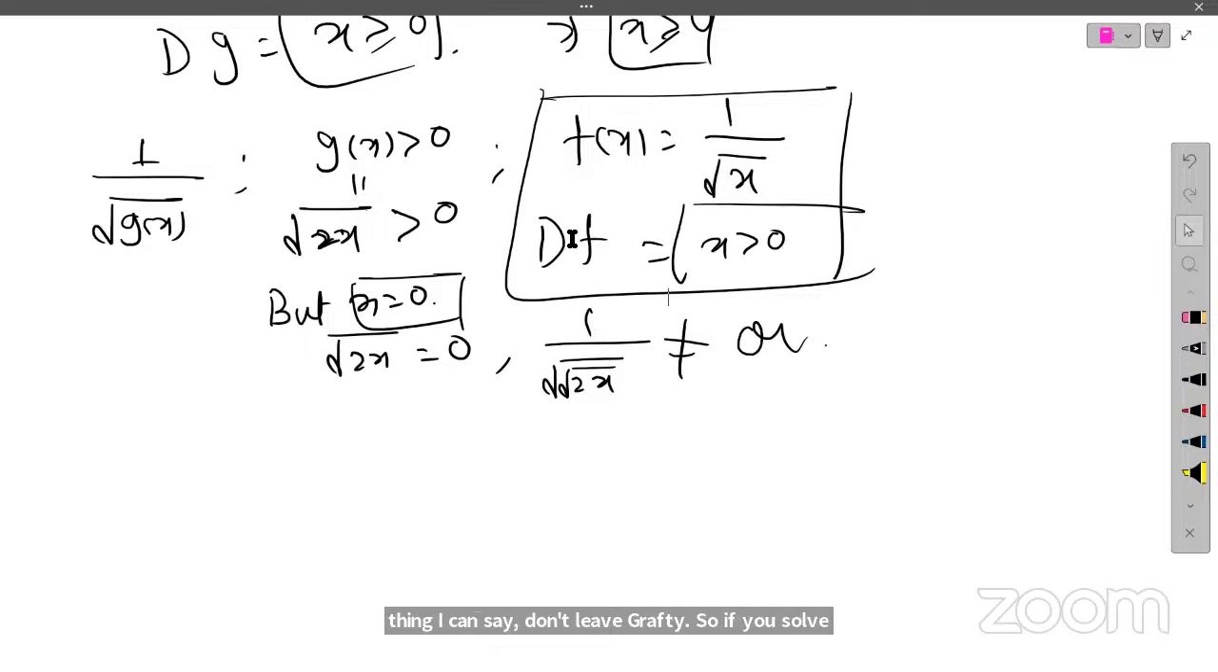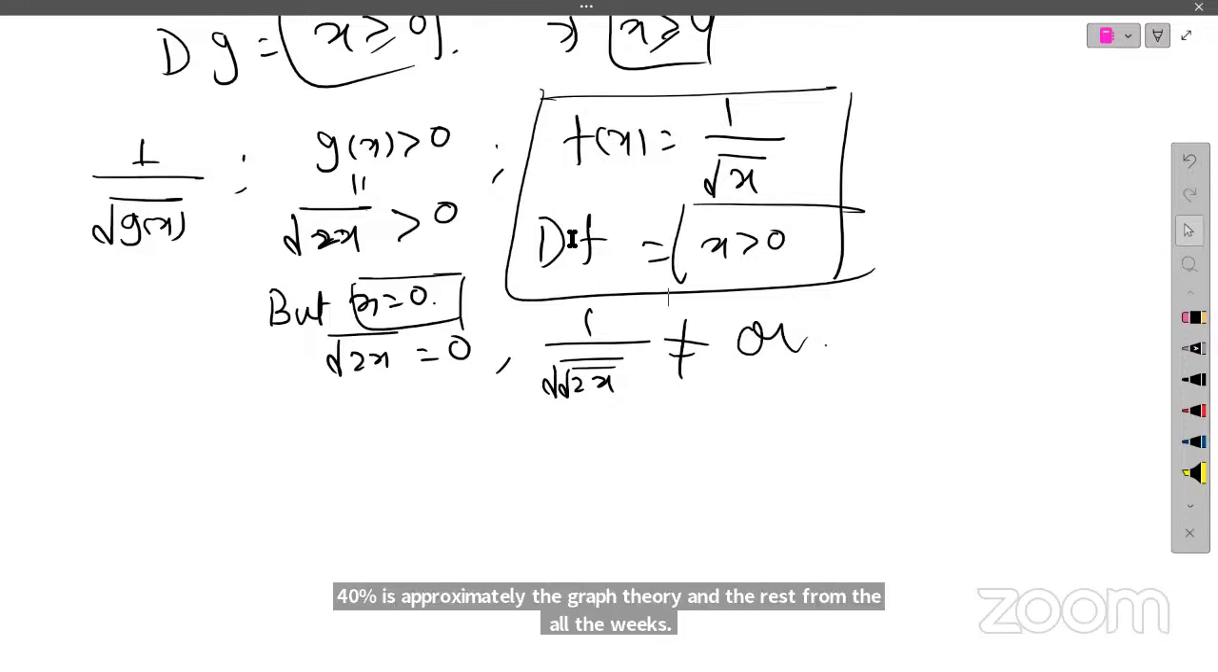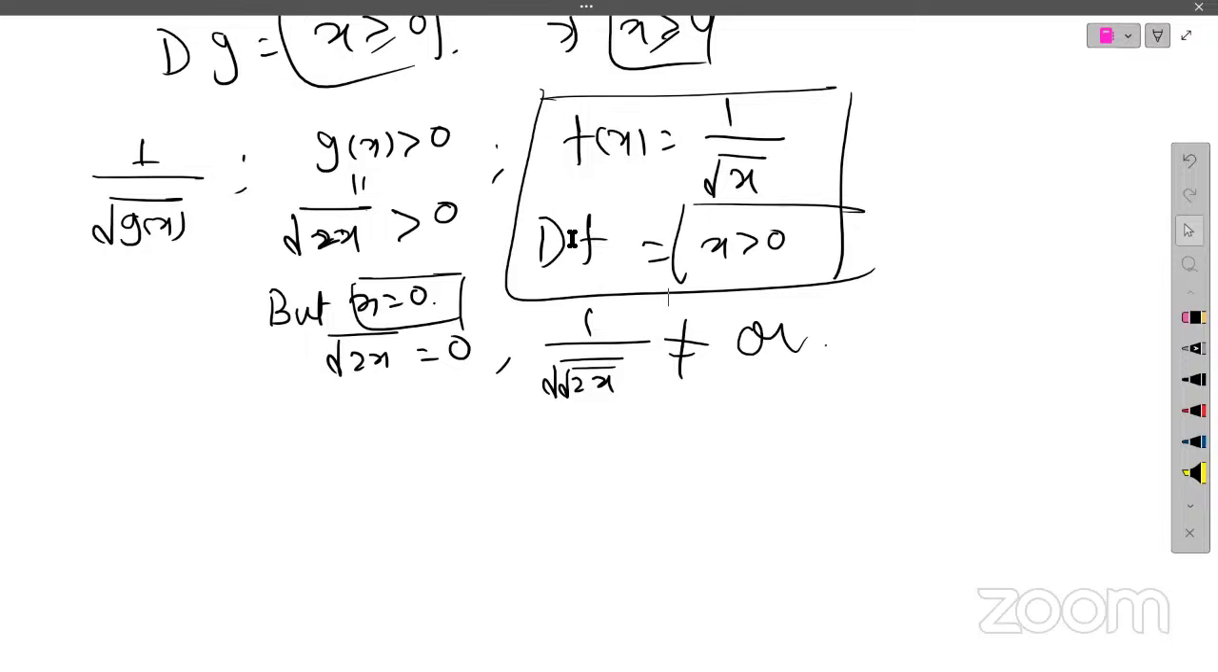Ma'am, 40% is approximately graph theory and the rest is from all the weeks? All of the weeks, but obviously weeks 7, 8, 9 will carry more weightage. Okay, so 1 to 4 are of least weightage, ma'am? Least weightage. You will find at most 1 or 2 questions from them. Okay, ma'am. Thank you, ma'am.